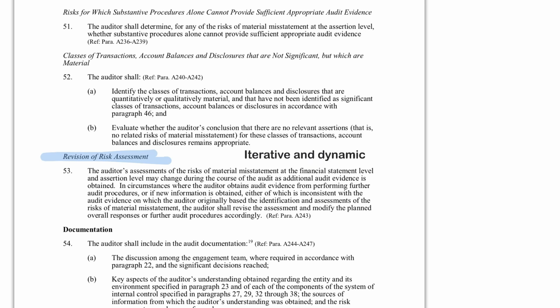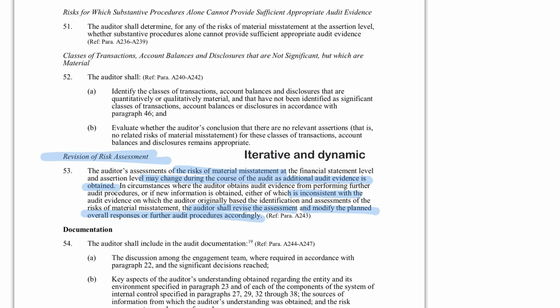Well, right here we have that same idea put in or emphasized, that our risk assessment, our risk of material misstatement, may change during the course of the audit due to additional evidence, right? And that information might be inconsistent with what we might have, and then we shall revise the assessment and modify our planned audit response. All right? Again, that's that adaptive, flexible idea of the audit. We shouldn't just stick on one audit plan and move forward.